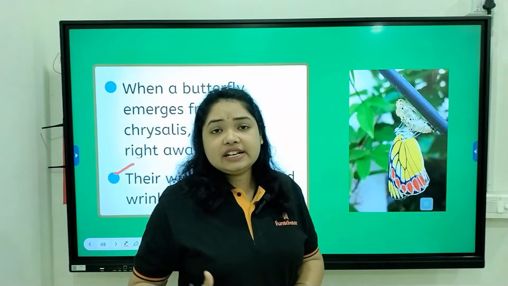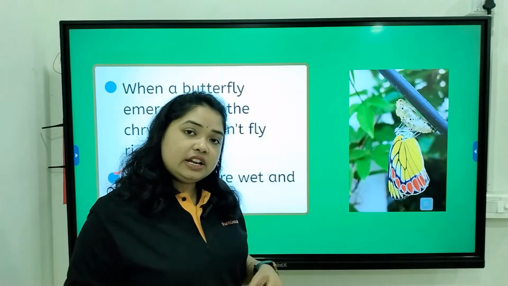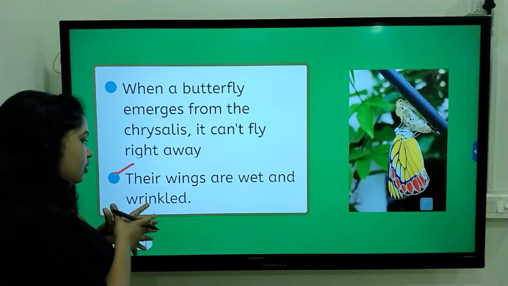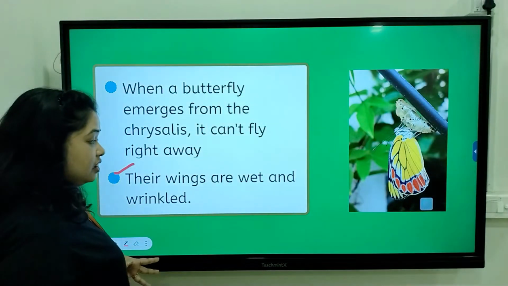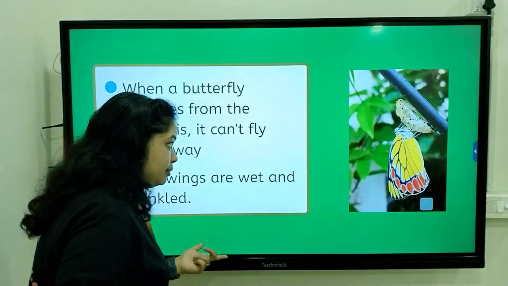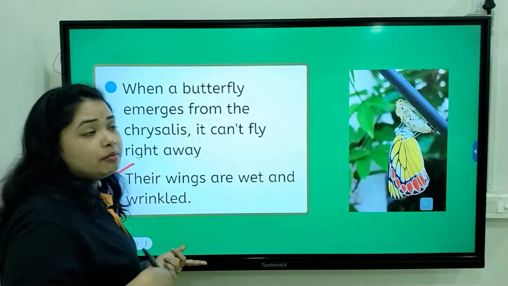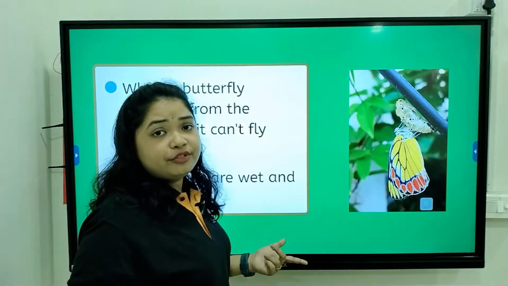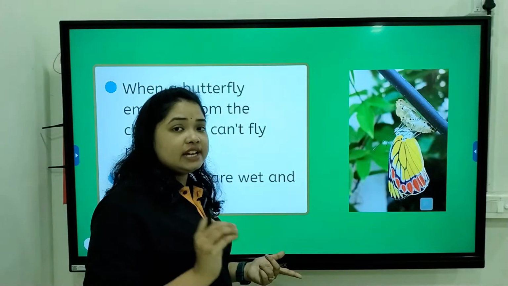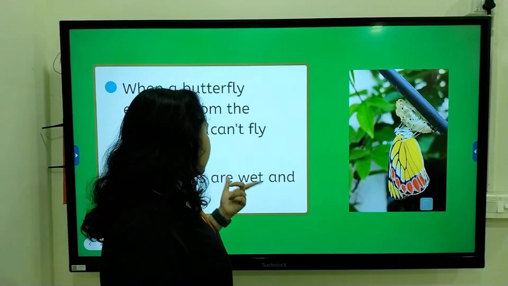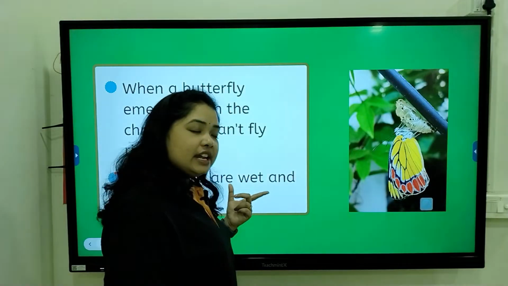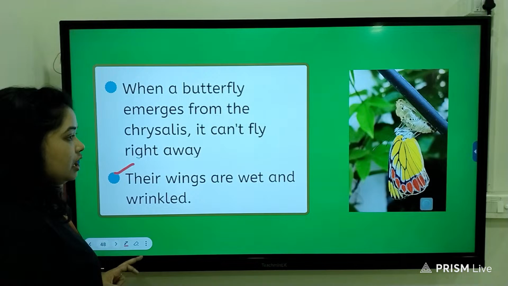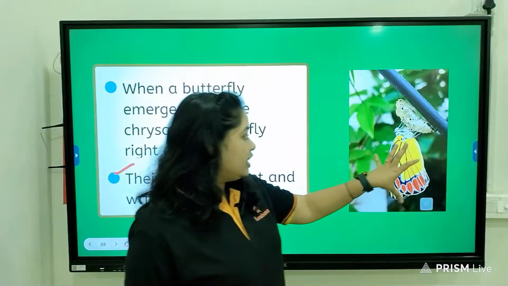So now it needs time to gain its ability to fly. The wings are actually not so free. As soon as it comes out, they are a bit wet because of the changes going on. There might be some fluids inside the chrysalis which will keep it alive for the time that it was inside the chrysalis. So in that fluid, the wings that it has developed have become wet, and also wrinkled in the beginning because the wings are, you can see, very large.